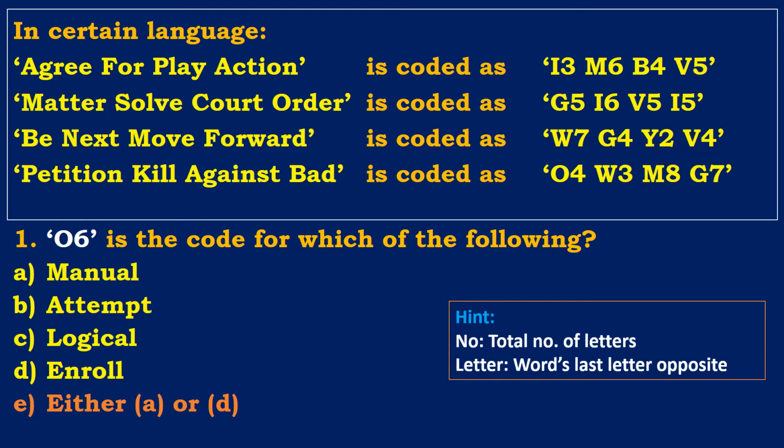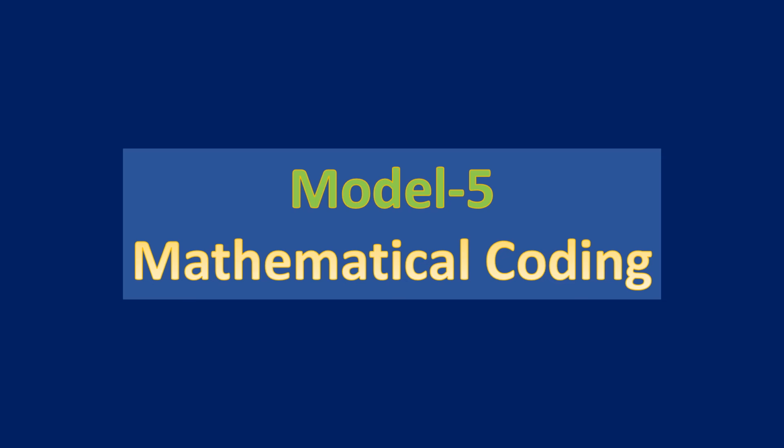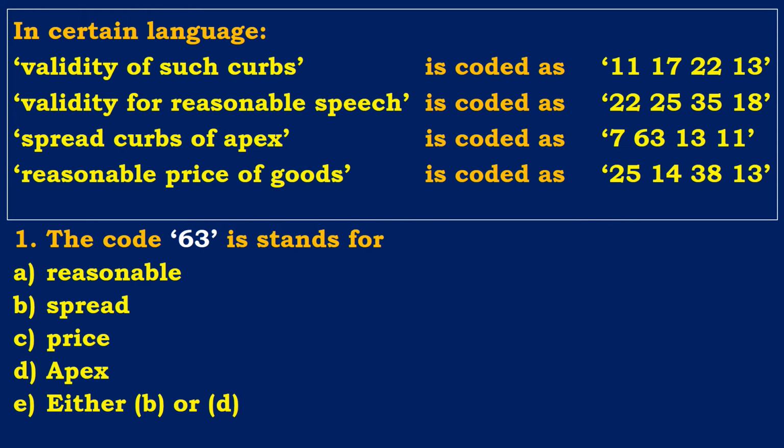Model 5. Mathematical coding. Example 1. In a certain language, words are coded as numbers. 1. The code 63 stands for? Focus on the third statement. The number 63 does not appear in any other sentence. Therefore, the non-repeating words in this sentence are spread and apex. Hence, the answer options may be either B or D. As a result, option E is correct.